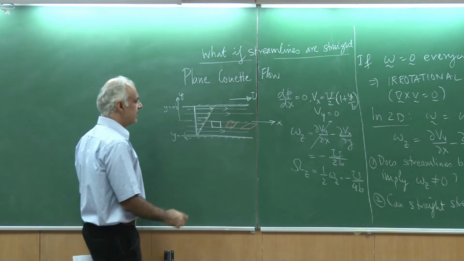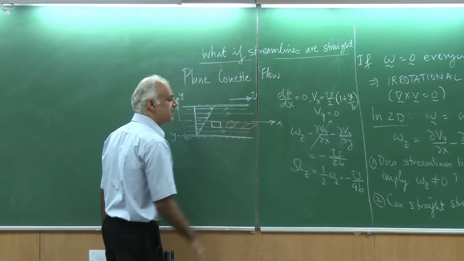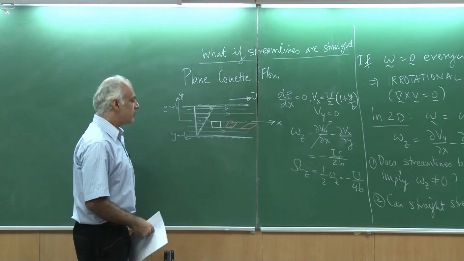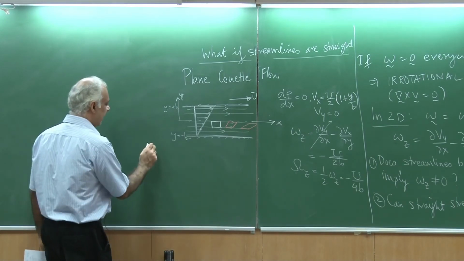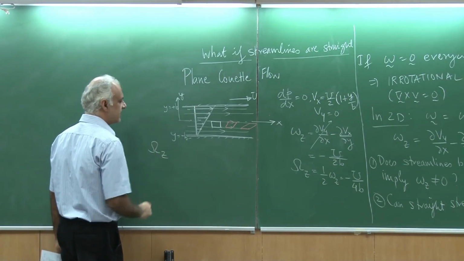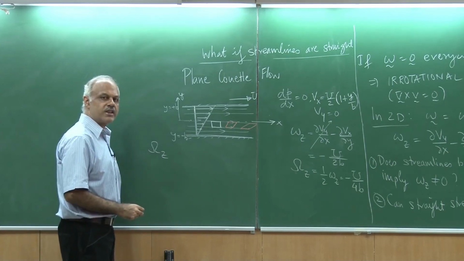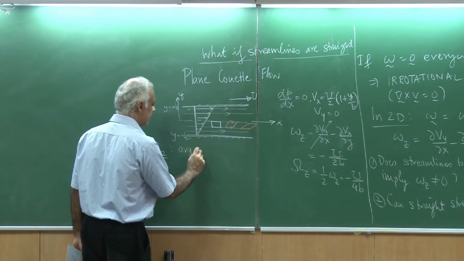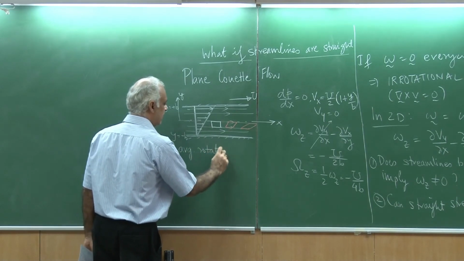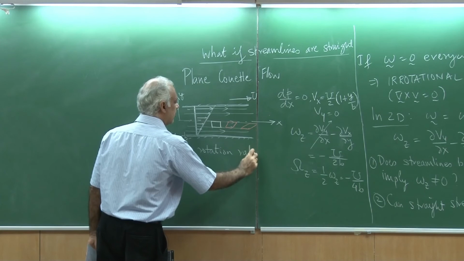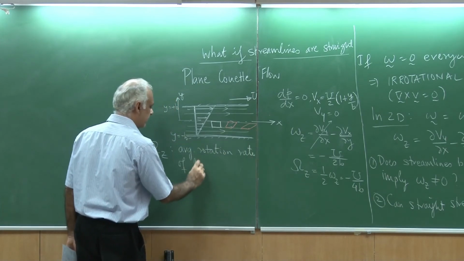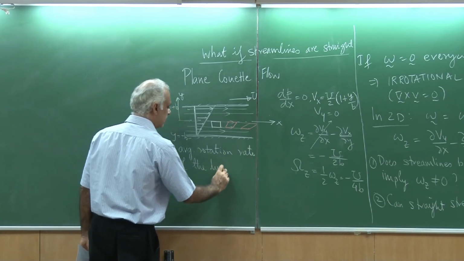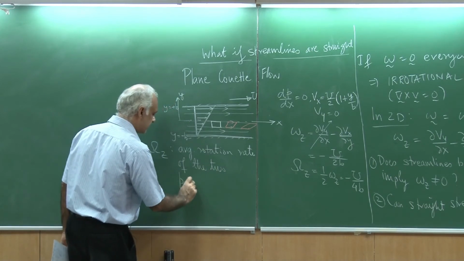And indeed, this fluid element seems to be rotating. So if you kindly recall that omega z, which is the rotation rate of the fluid element, is actually the average rotation rate of the two perpendicular edges.